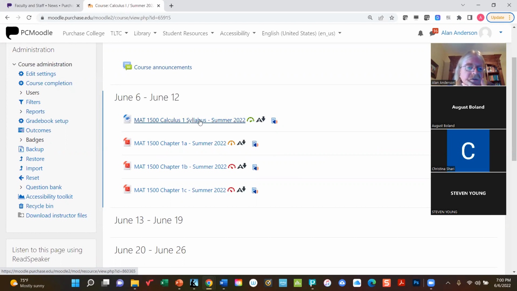Then I've put the syllabus for the class right here. And then here are the first three parts of chapter one. And the reason why they're split up like that is because it's a fairly long chapter and you don't want the files to get too bulky.